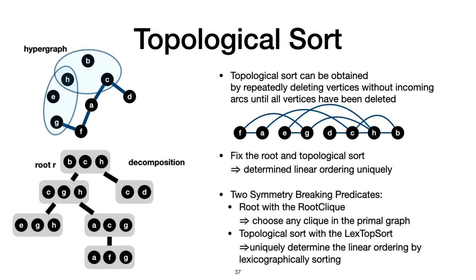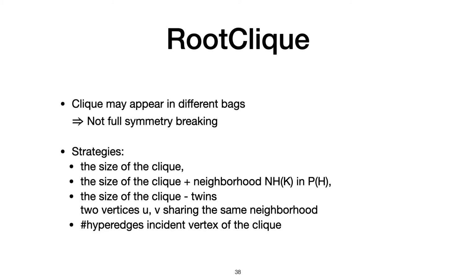Slides before, I explained the topological sorting and that we can obtain it by repeatedly deleting vertices without incoming arcs until all vertices have been deleted. This provides us with obvious ways for symmetry breaking. We fix the root and introduce a topological sorting to determine the linear ordering uniquely. We call the resulting two symmetry breaking predicates RootClique, since we can simply choose any clique in the primal graph to fix the root, and LexTopsort, as we can uniquely determine the linear ordering by lexicographically sorting. Since the clique may appear in different bags anyway, we're not breaking all symmetries here.